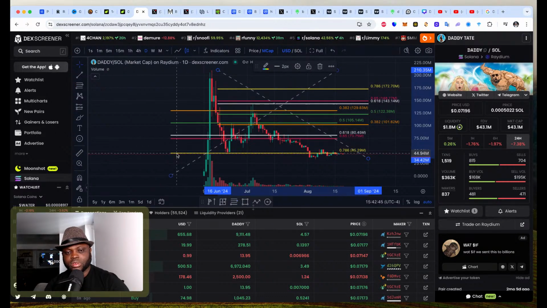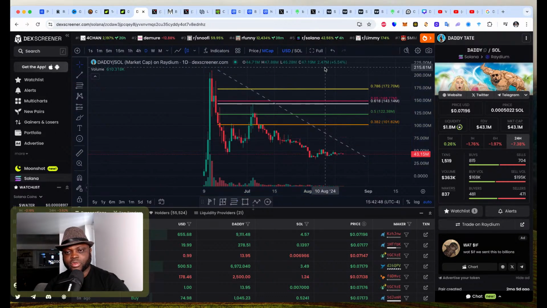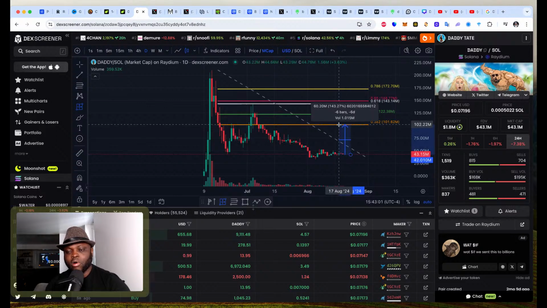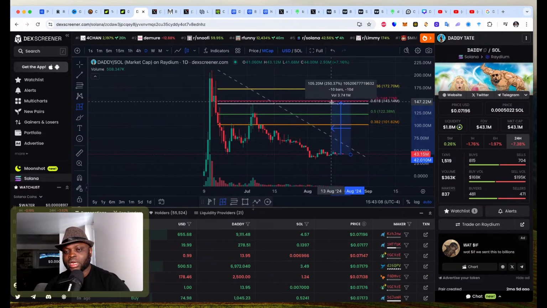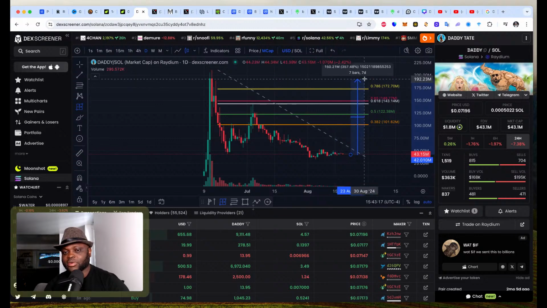Let me take off this one. Let me take off this one. You can see the 0.382 is the first zone where price is going to retrace to. And if price retraces to that zone, how many percent are we looking at right now? We are looking at almost 1.5x. And if price goes back to the golden pocket, we are looking at 250%. That's 2.5x. And if price goes back to the all-time high, we are looking at about 5x or 3x.